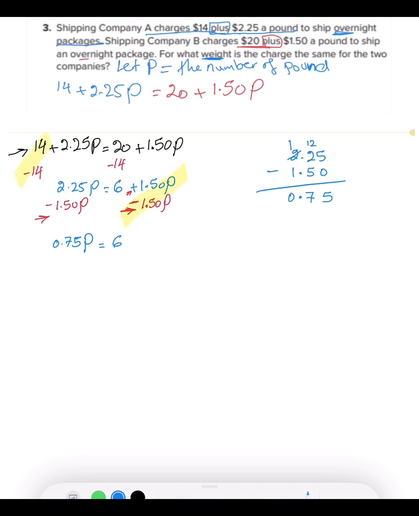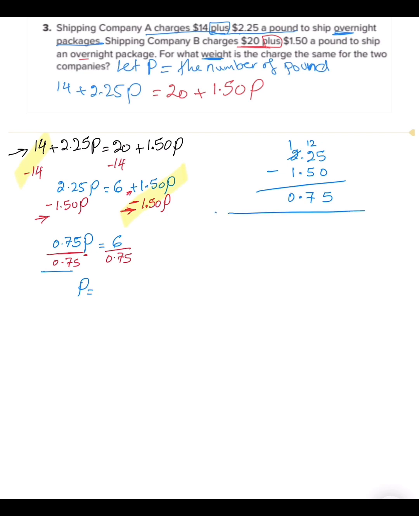So here we want only p. If we want the variable alone, divide both sides by the number that is stuck with it. So this is multiplication, we put it as division. 0.75 divided by 0.75, as we know, is 1. So p equal what? Let's do it here.